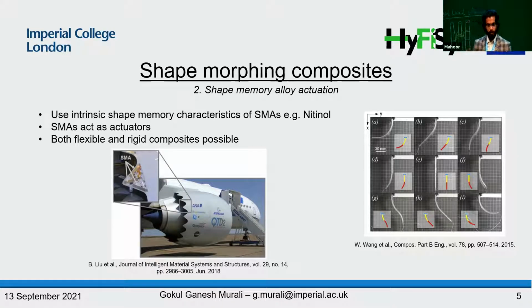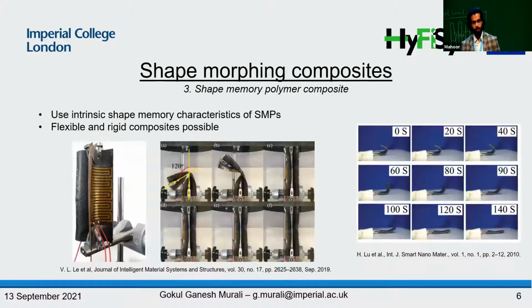Similar to shape memory alloy actuators, shape memory polymers can also be used. Shape memory polymers also behave in a similar way, where they use the intrinsic shape memory behavior to impart morphing characteristics. They also can be soft composites, such as the one shown on the right side. And on the left side, we can see how shape memory polymer can be used along with CFRP materials to create shape morphing structures. Here is a shape memory hinge that is capable of recovering its shape purely based on the shape memory polymer that is embedded within the CFRP layers.